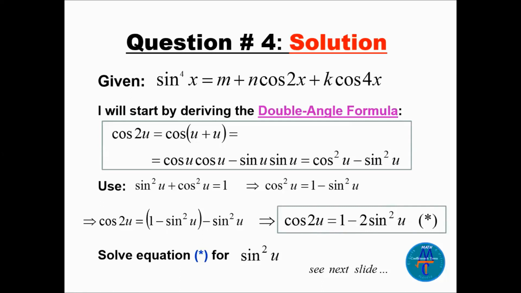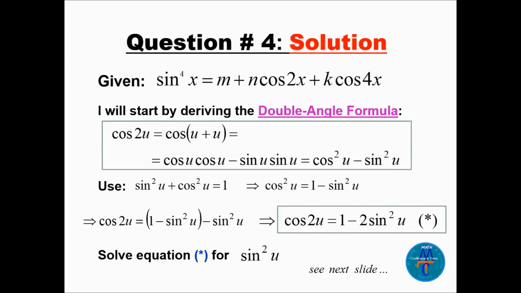Also, this is a double angle. I will call it star. Solve equation star for sine squared of u. You can do it. You can pause now, maybe less than a minute. Find sine squared of u. See, move the cosine 2u to the other side, divide by 2. Try to get sine squared.